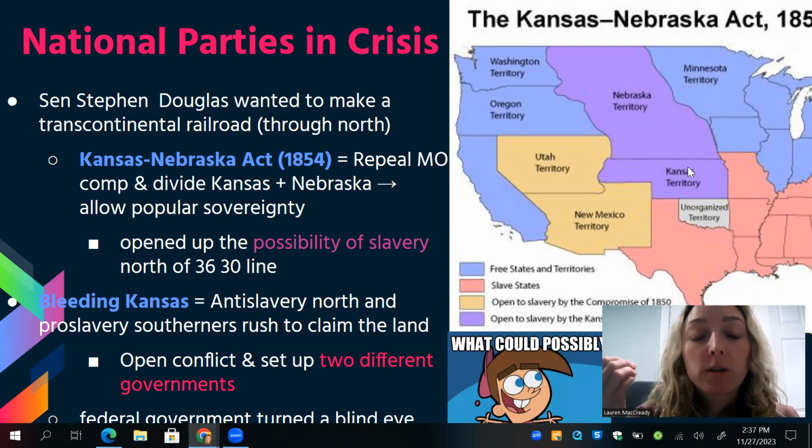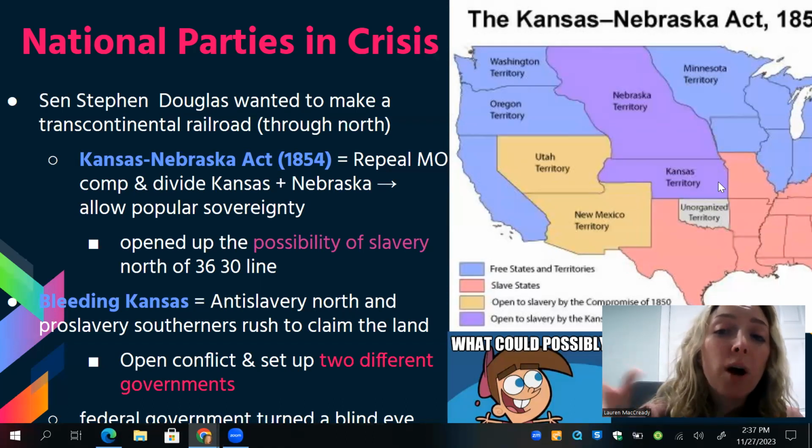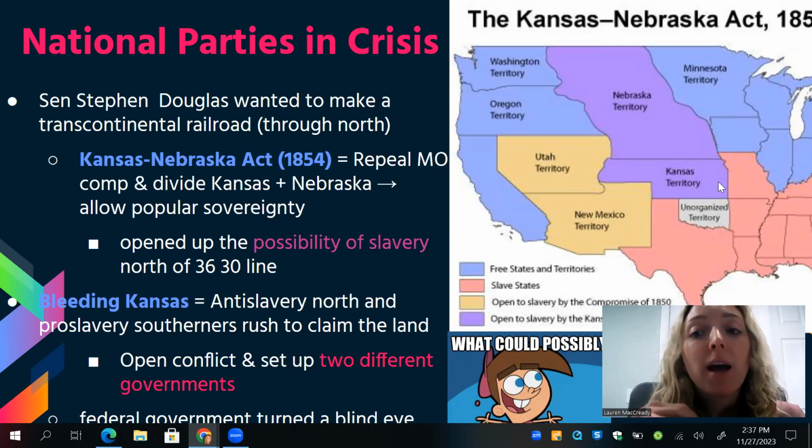Now, this is where we start seeing popular sovereignty cause problems, because no one's living in Nebraska right now. No one's living in Utah or New Mexico, where popular sovereignty has also been decided. But people are starting to move into Kansas. It's the closest. It's already been a little bit more populated. And so it becomes like a race to Kansas. Northern Whigs and Southern Democrats both rush to Kansas so they can become Kansas citizens and be part of that voting on if it's going to be free or slave.